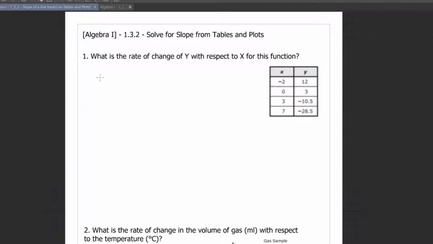Question number 1 is, what is the rate of change of y with respect to x for this function, rather this table? So we have this table, and it's asking for the rate of change of y with respect to x for this function. So what does that sound like? That is asking for the rate of change, so that's delta y with respect to x, so delta x, right? And that's going to be m, which is ultimately our slope, right? So it's asking for the slope of this function.